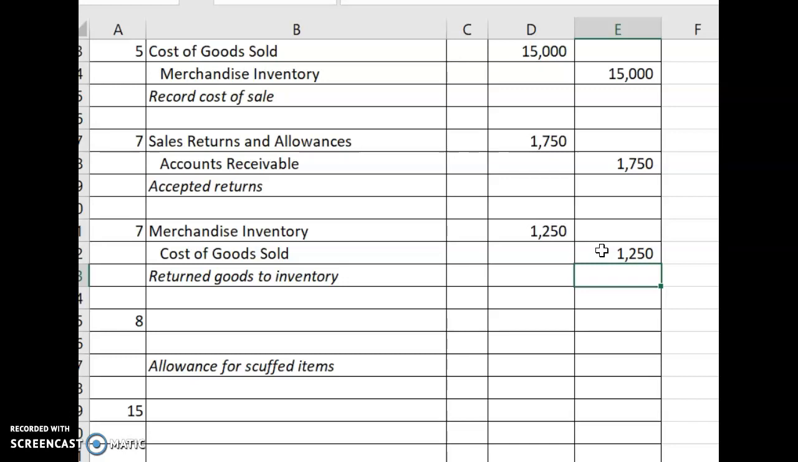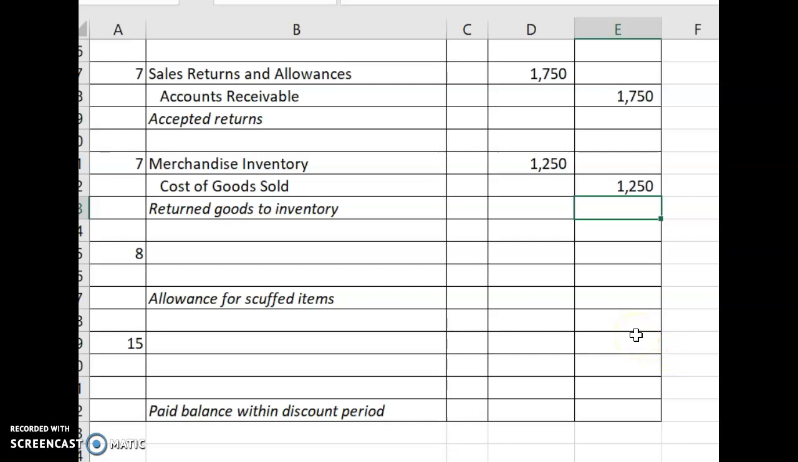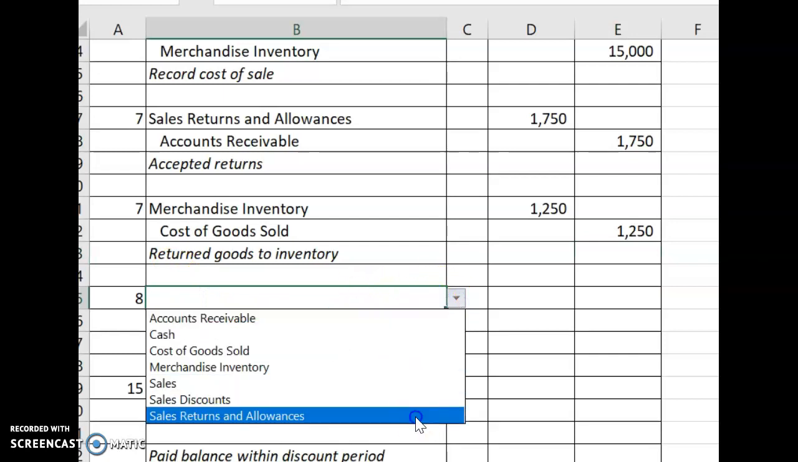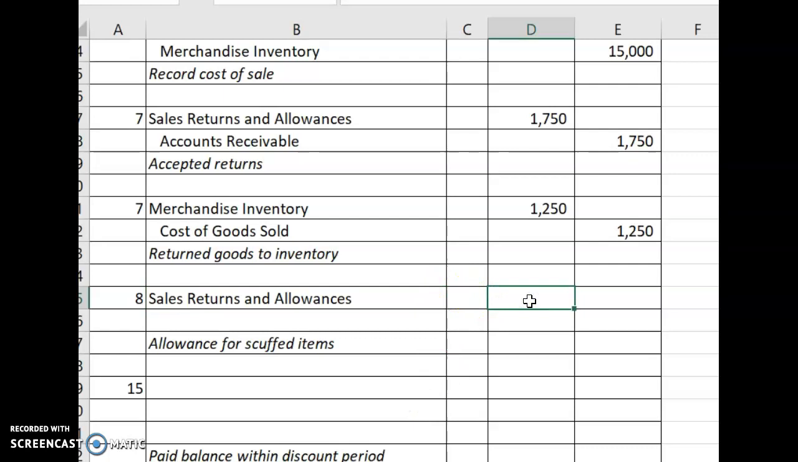On May 8th, they discovered that 200 units were scuffed, but still of use, and therefore they kept the units. So here we have defective units, and we give them a price reduction and allowance and credit their accounts receivable for $300 to compensate for the damage. So here we again use our sales returns and allowances, and the amount will be $300, and we'll credit the customer's accounts receivable for $300.